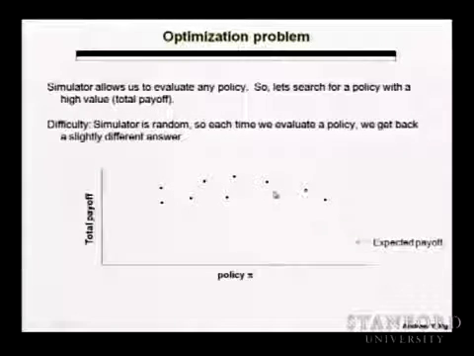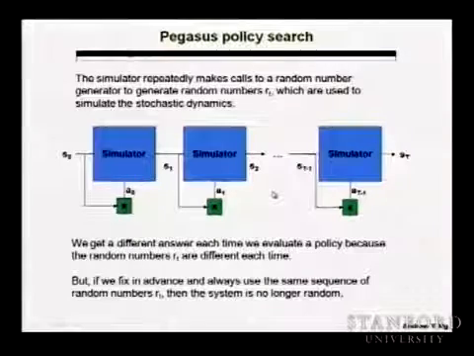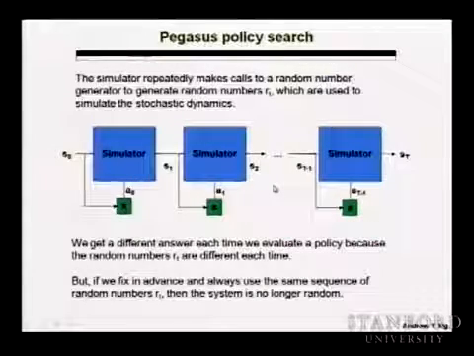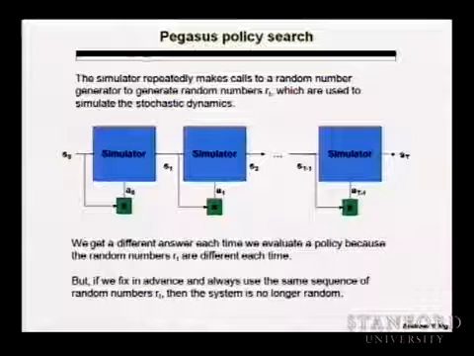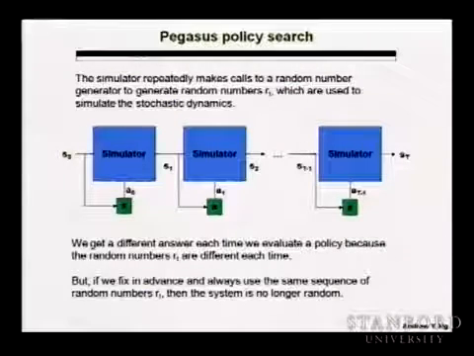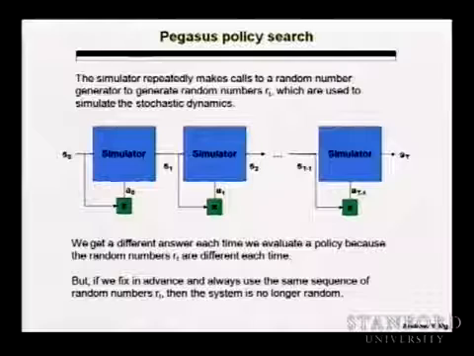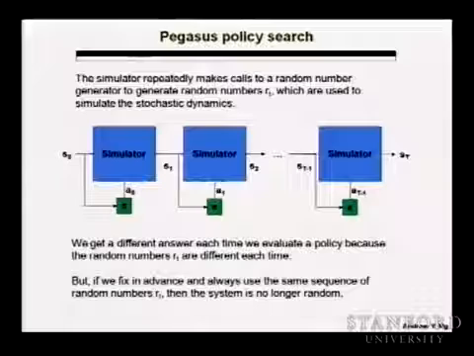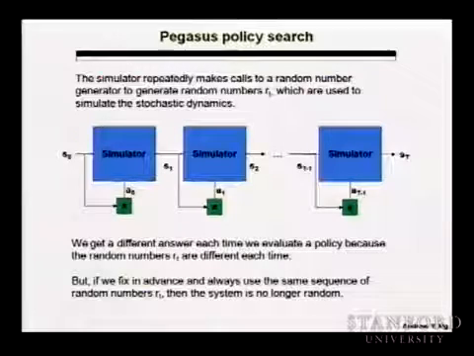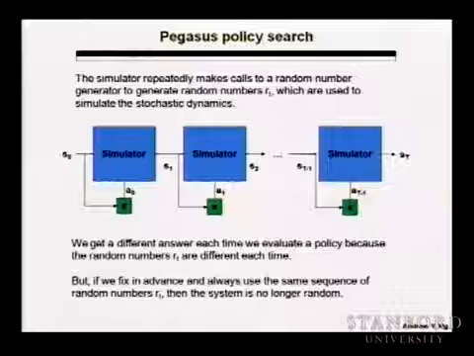It turns out there's one way to make this optimization problem much easier, and here's the idea. The method is called Pegasus, which is an acronym for something. I'll tell you later. The simulator repeatedly makes calls to a random number generator to generate random numbers RT, which are used to simulate the stochastic dynamics. What I mean by that is that the simulator takes as input a state and an action, and it outputs the next state randomly. And if you open the box of the simulator and ask, how is my simulator generating these random next states S(T+1)?